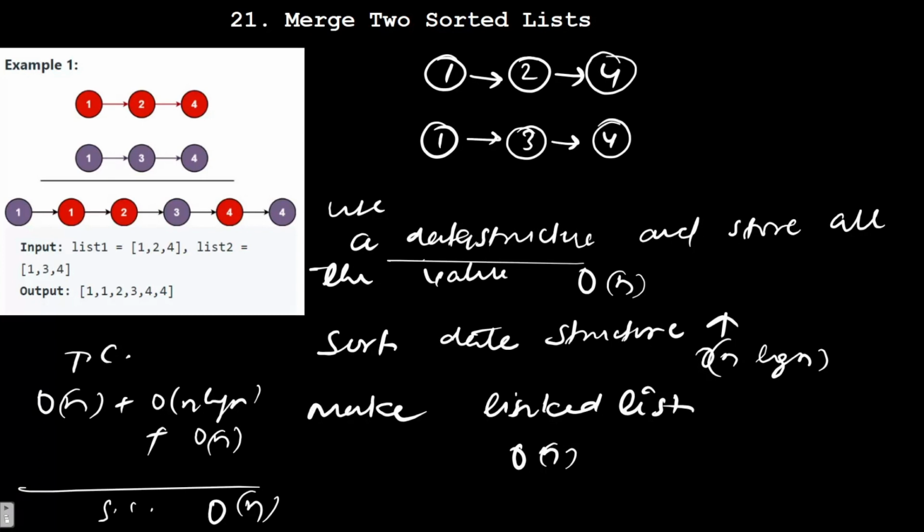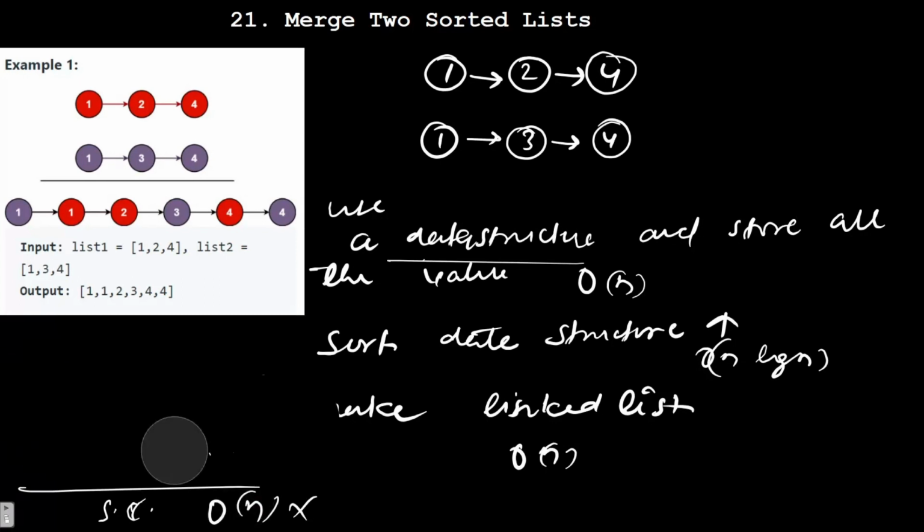Is there any way we can reduce this? Yes, there is. We don't have to store our values in a data structure, so we are not going to take that big O of n log n time complexity, and we'll try to solve this problem in big O of n time. We don't have to take the remaining steps. How you can do that, let's see. For that, just remove this.